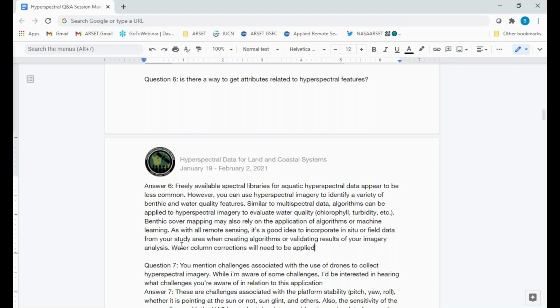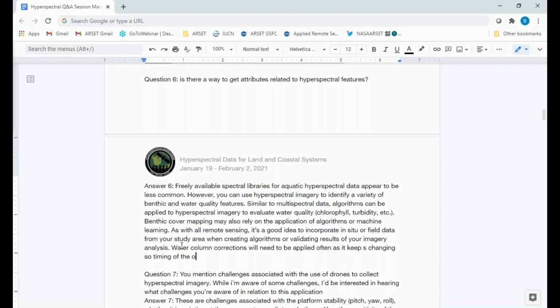But if you can't do it at the same time, do it as close as possible to the overpass, usually within 1 or 2 hours of the overpass. There's a bigger chance of having a similar water column above your target, particularly if you're dealing with benthic ecosystems, as when the satellite went through, right? Otherwise, you'll probably be comparing two completely different things, and it's going to be much more complicated.